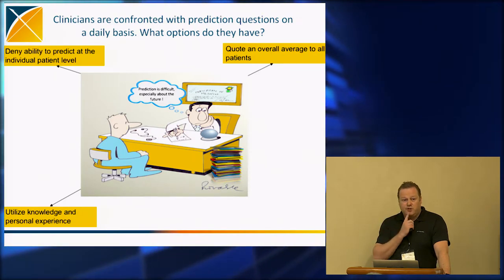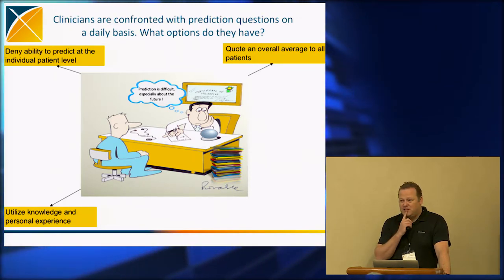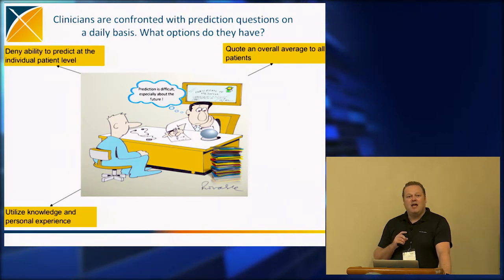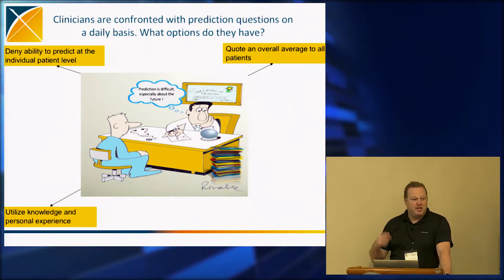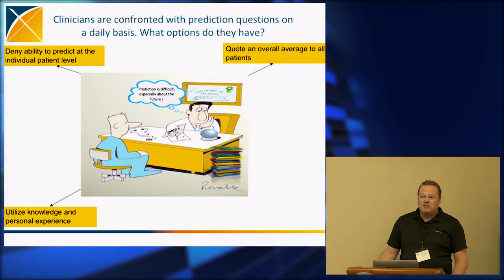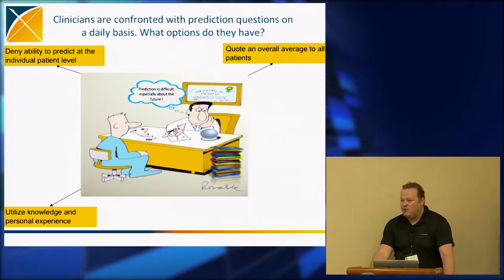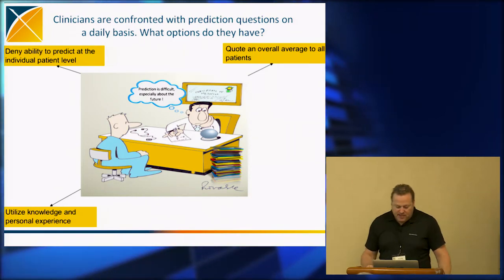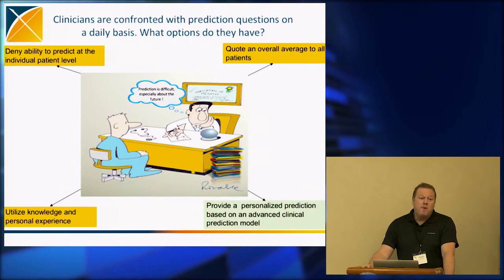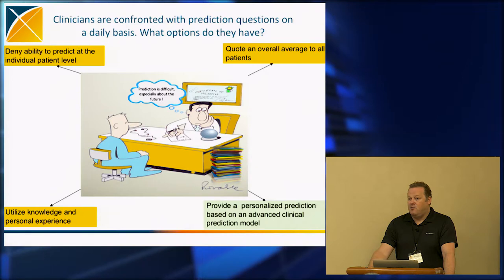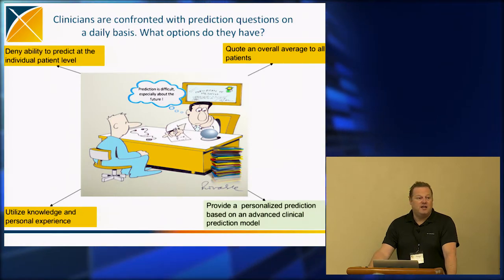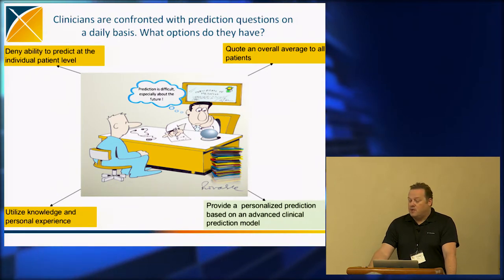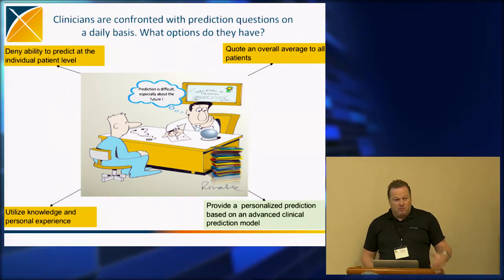The other thing the doctor could do is think about patients in his practice that look like that patient and try to extrapolate that knowledge to the patient in front of him. But that's a very difficult task, and also not optimal, because you cannot remember all the covariates in the data to make that extrapolation. So what would be better is if we could support the clinician with these predictions and build advanced clinical prediction models using our data and all the tool set that we have to make that prediction based on a lot of data.